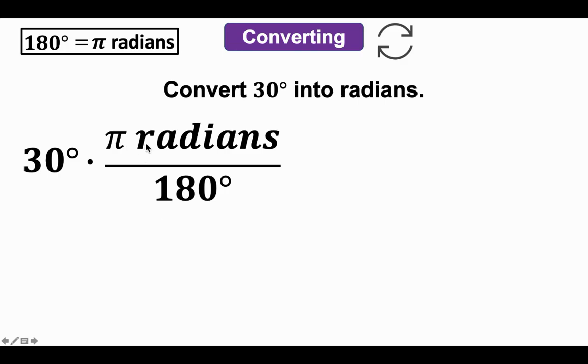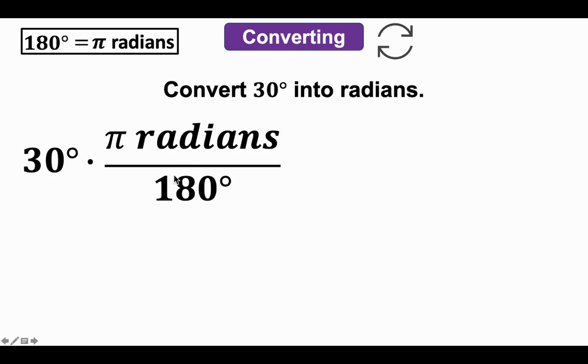So pi radians is the same thing as 180 degrees. So this is actually just a 1. You're multiplying 30 times a fancy 1. Now, the reason why we do this is because right now I have 2 units. I have a degree and I have a radian. I just want radians. It wants me to convert it into radians.